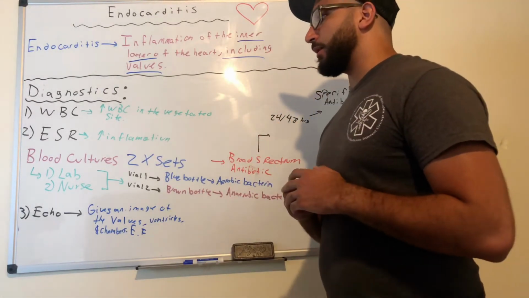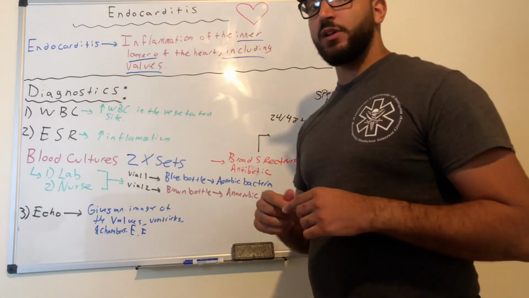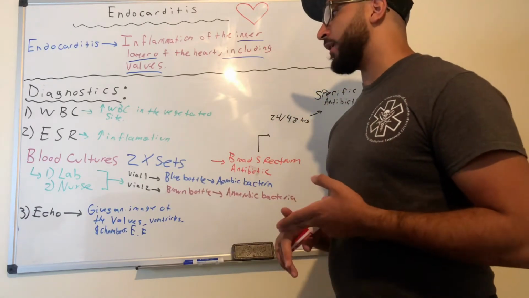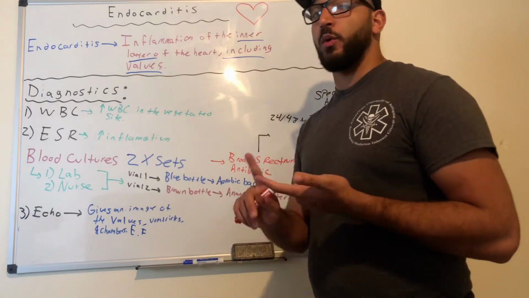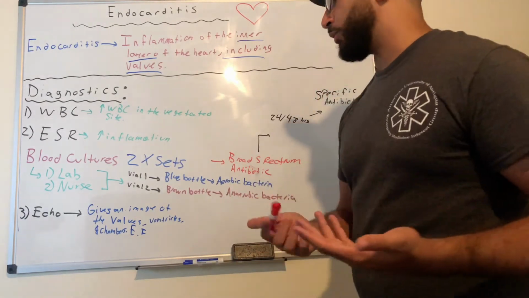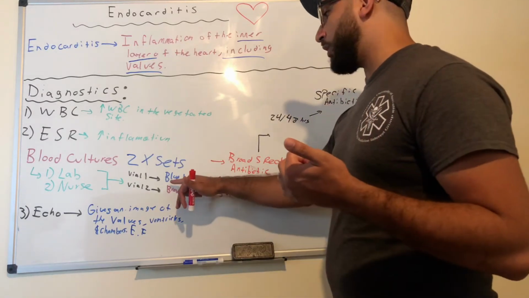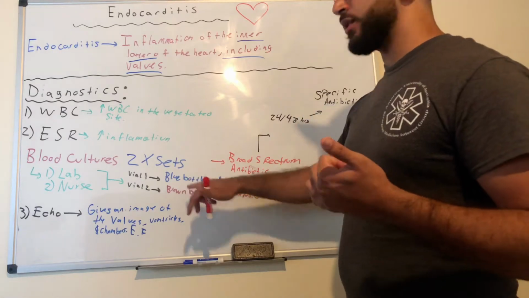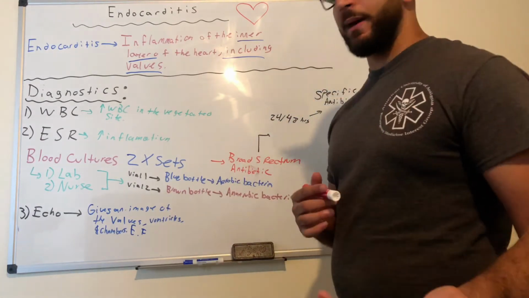There's a set of blood cultures that we are supposed to take specifically for endocarditis. Two sets are going to be taken, one by the lab or one by the nurse, depending on the situation. The two sets contain one blue bottle and one brown bottle. The blue bottle is for aerobic bacteria, the brown bottle for anaerobic bacteria.